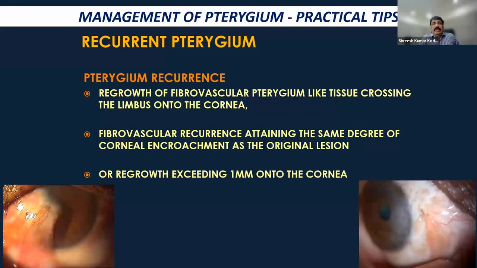So what is pterygium recurrence? It is nothing but regrowth of fibrovascular pterygium-like tissue encroaching upon the cornea or beyond the limbus. Or fibrovascular recurrence, which is attaining the same degree of encroachment on the cornea as the original lesion, or regrowth which is exceeding 1 millimeter onto the cornea. This is called the recurrent pterygium.